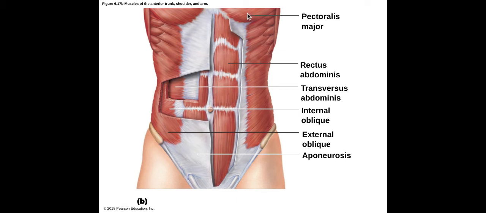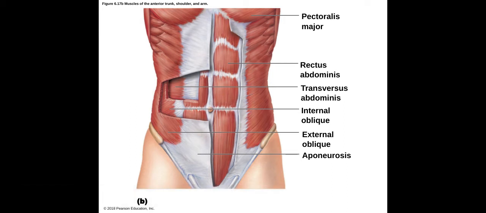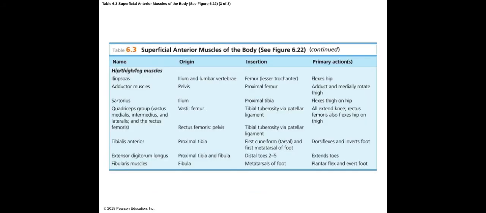The pectoralis major, again, is right there. The rectus abdominis is here, stomach region. The transverse abdominis is here. Internal oblique. So you have different layers of muscles in your abdomen. External oblique. The aponeurosis is down here. It's just showing that as well down there. Again, more of the table.